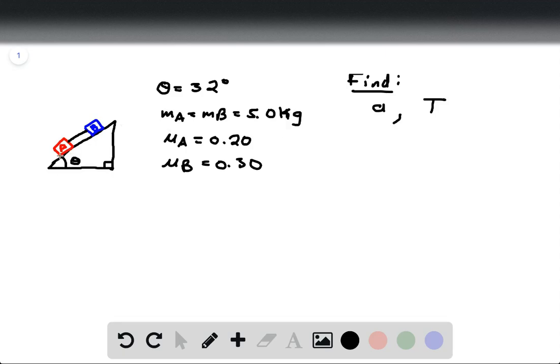So presumably the blocks are sliding down, and that means friction, which will be a different value for each of these blocks since they have different coefficients, is going up the ramp. I'll solve this problem assuming MA and MB are different, but if you wanted, you could also just define this to have a value M, but I'll solve this problem in general.